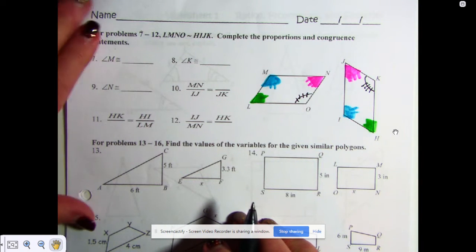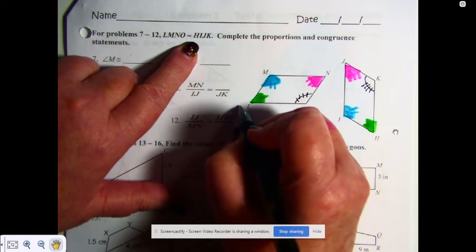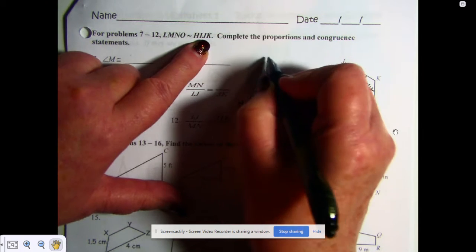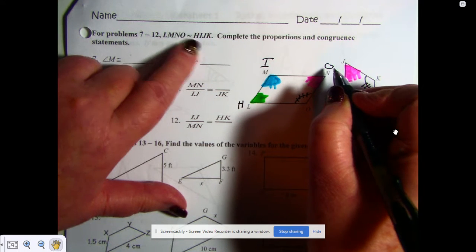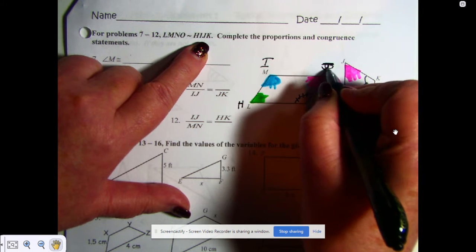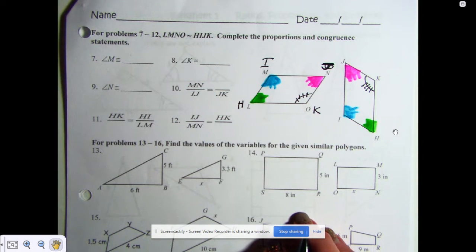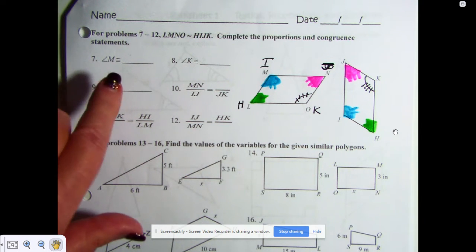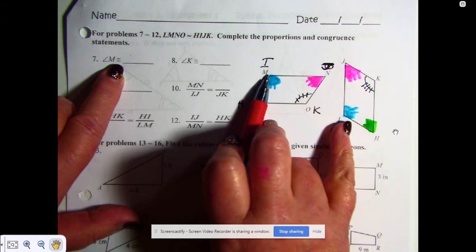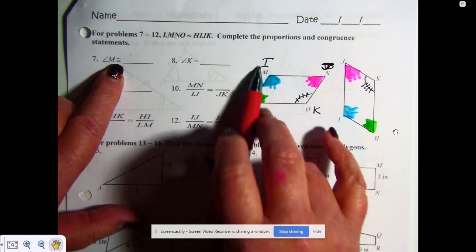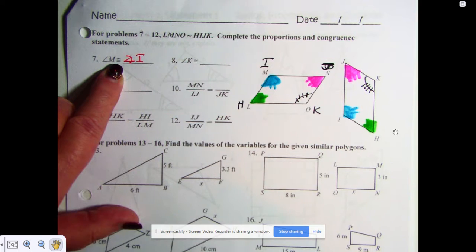We can also do it like this. I can say L and H correspond, M and I correspond, N and J correspond, sorry about that, and then O and K correspond. Maybe that'll make this a little easier for you to look at. So when it says angle M is congruent to, I can either use the colors to see who matched with whom, or if I did the letters around, I say M and I are in the same position. So that would be angle I.